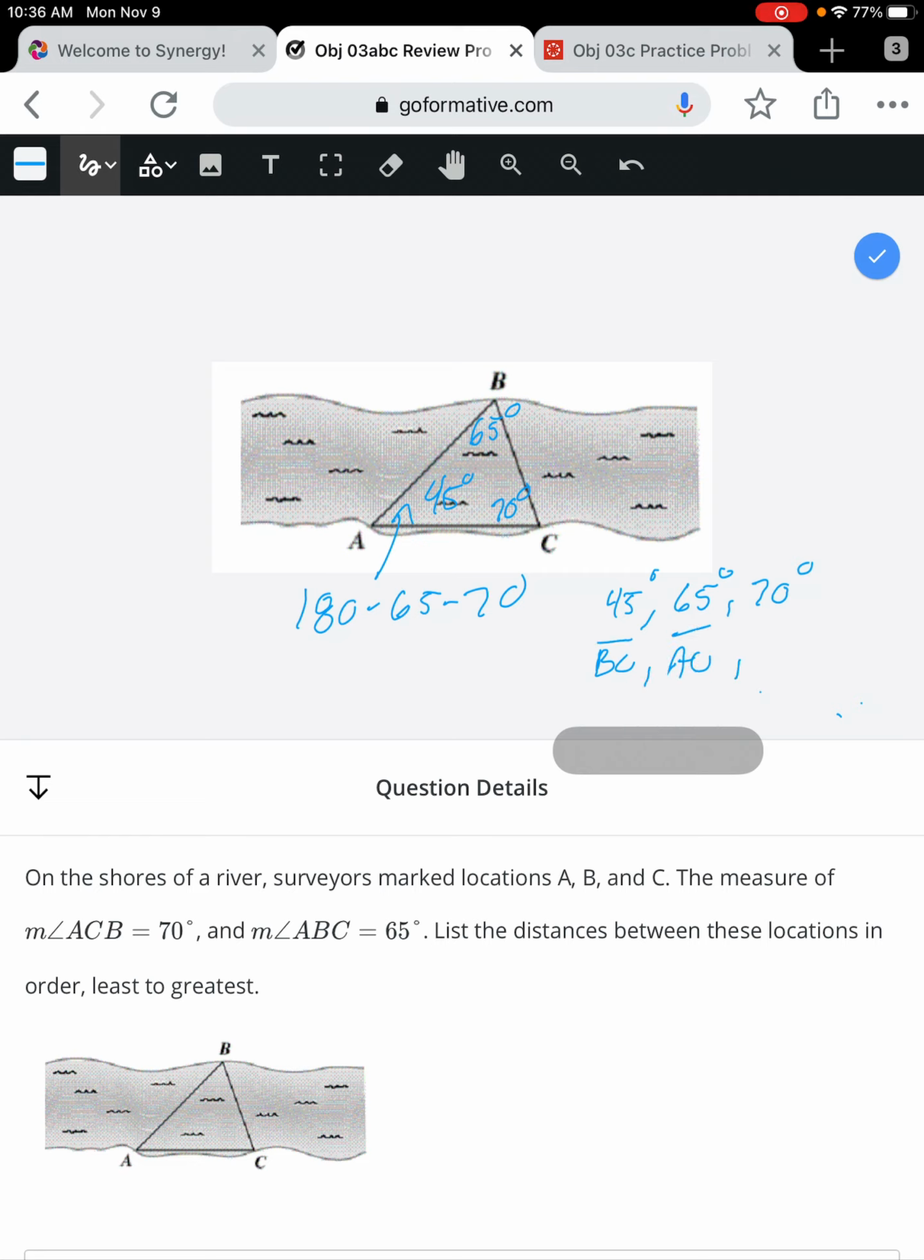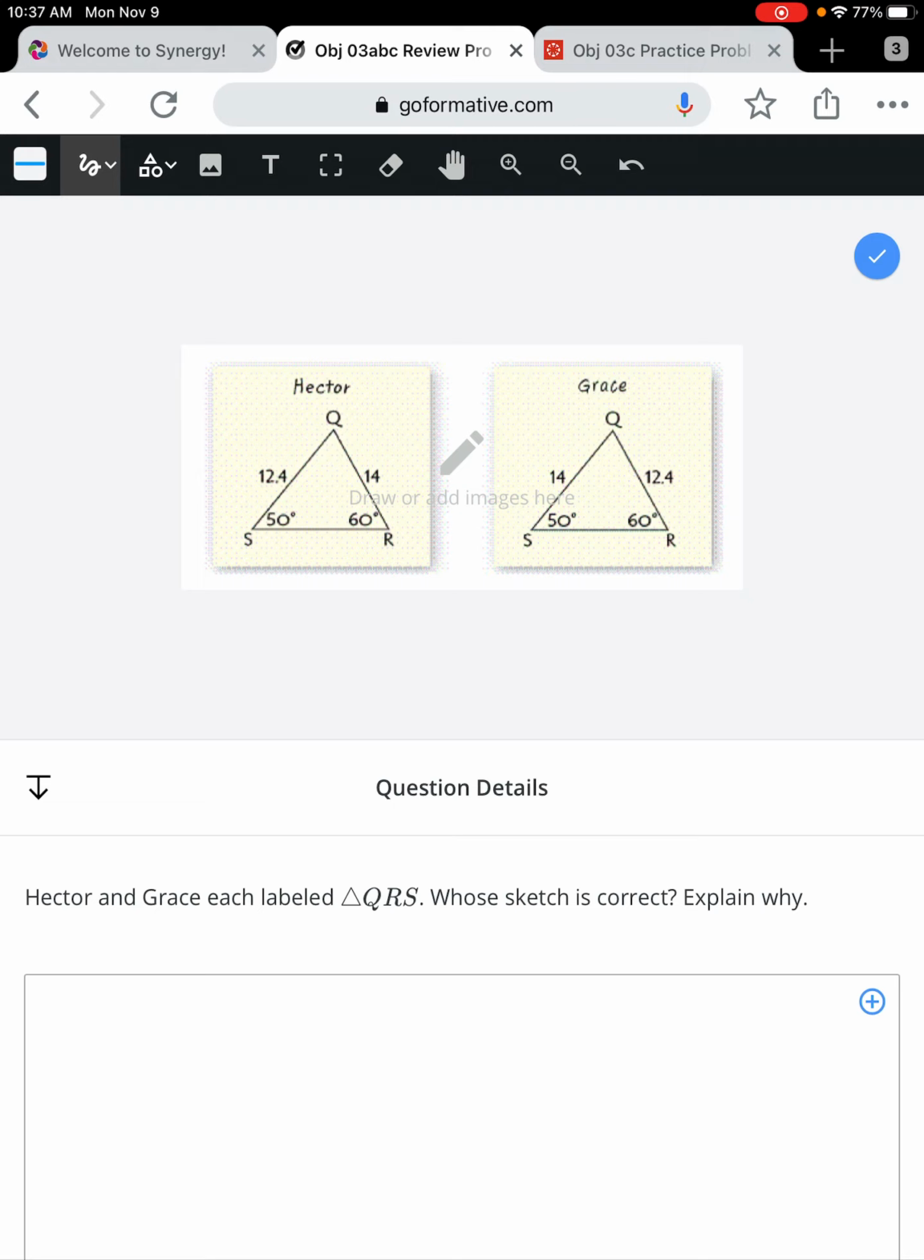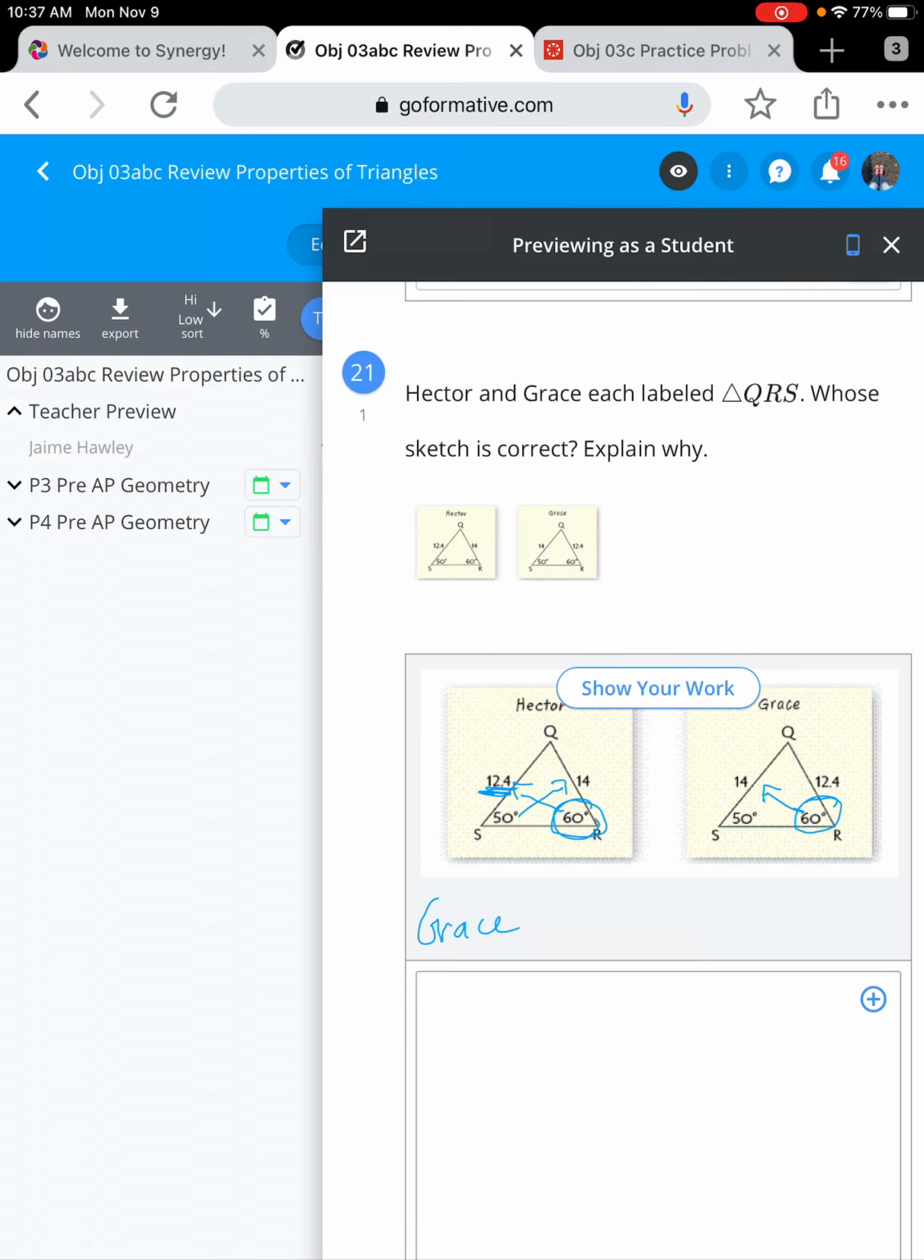Hector and Grace each label triangle QRS. Whose sketch is correct? Well, if we look at this right here, 60 is opposite 12.4, 50 is opposite 14. Now the problem is that the larger angle should have a larger opposite side. So in this case, Grace is going to be correct because her 60-degree angle is opposite the larger side.